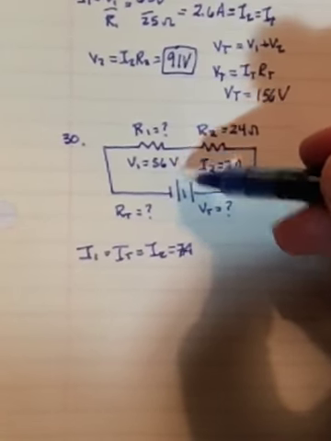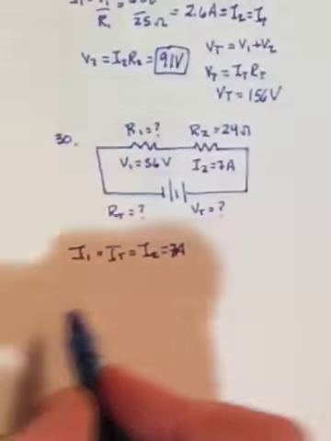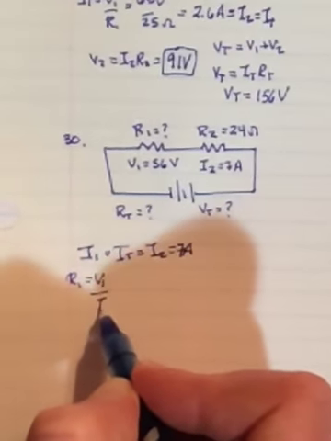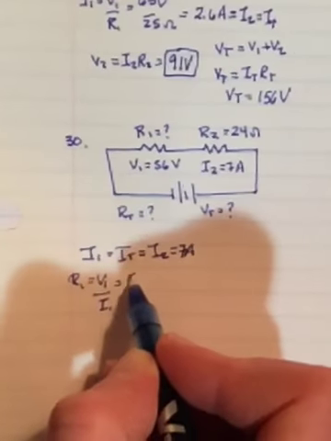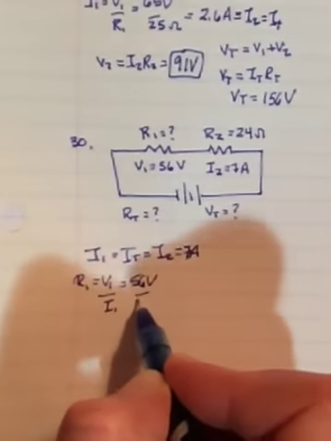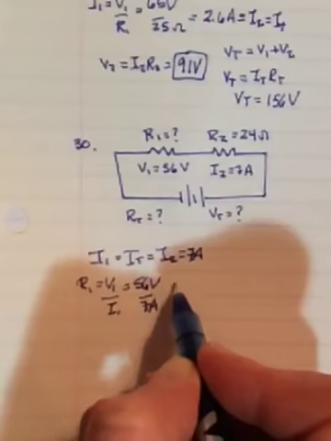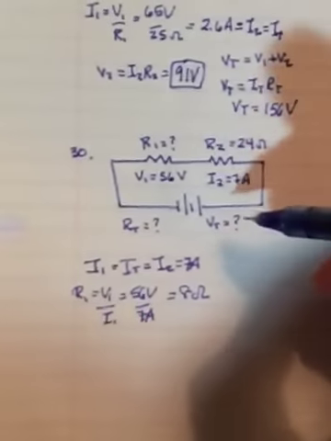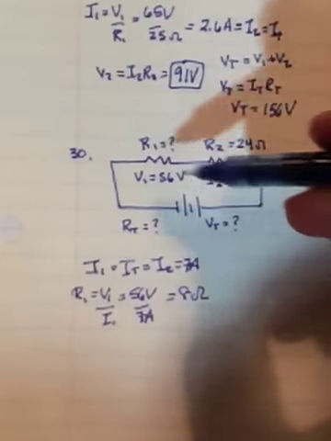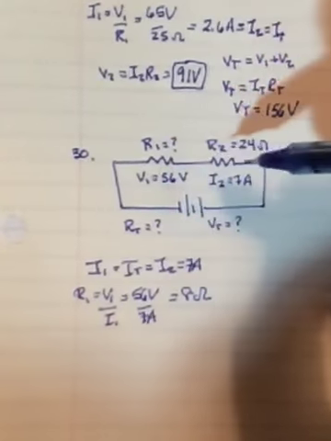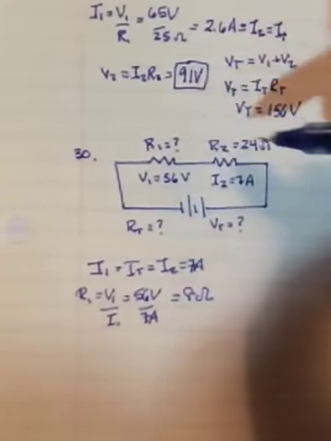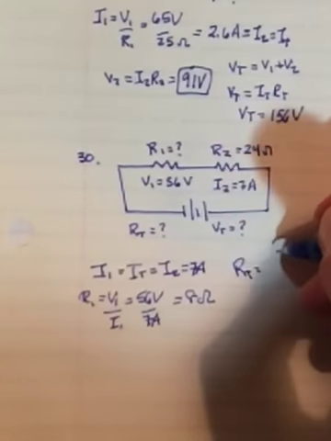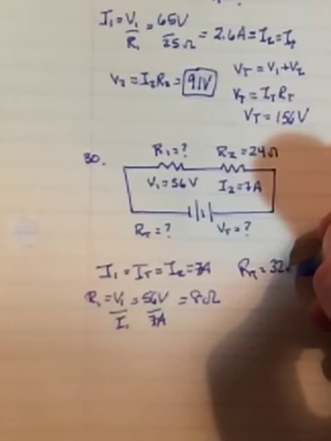So if we have V1 and we have I1, we can get R1. So R1 will just be equal to V1 over I1. So it's 56 volts divided by the 7 amps. R1 is 8 ohms. Okay? For V total, you have two choices. You can either find R total, which will be 8 plus 24. So R total will be, that's about 32 ohms, I believe.